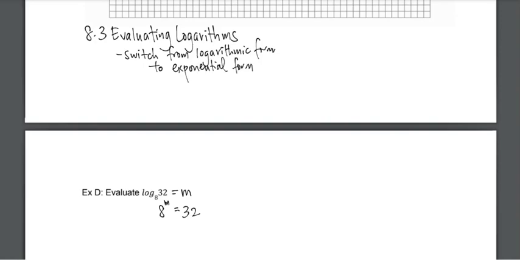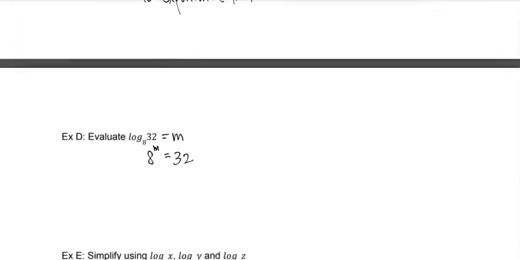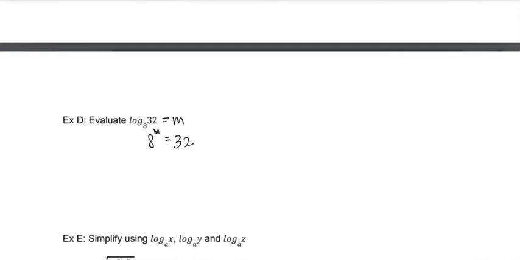And then you solve it, right? So this is 8 to the m equals 32. You might recognize that these are both powers of 2. So 8 is actually 2 to the 3, and 32 is 2 to the 5.